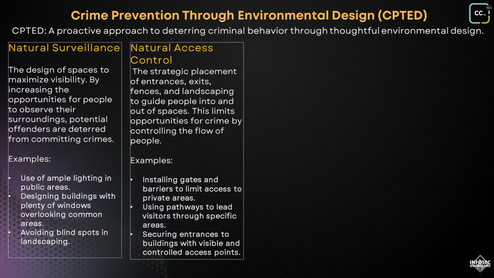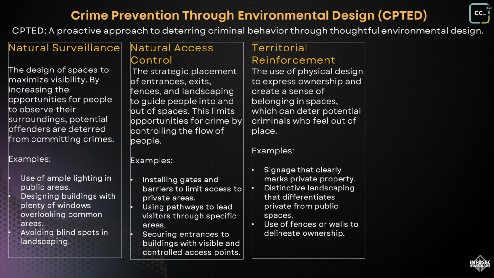Natural access control. Next is natural access control. This principle guides people through spaces by design, using entrances, exits, fences, and pathways to direct the flow of traffic. By controlling how people move through an area, we can limit access to vulnerable spots, reducing the opportunities for crime. For instance, installing gates or barriers to limit access to private areas or using pathways to guide visitors through a space are effective strategies.